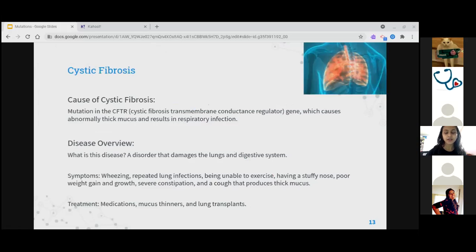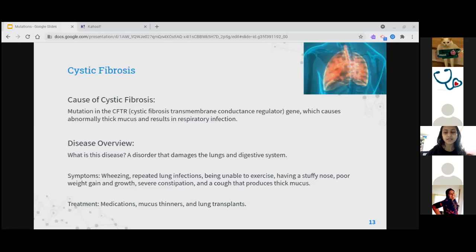Cystic fibrosis is caused by a mutation in the CFTR gene. The CFTR gene stands for the cystic fibrosis transmembrane conductance regulator gene. This gene provides instruction for making a channel that transports chloride ions in and out of cells. The mutation in this gene would disrupt this function, preventing these channels from regulating the flow of chloride ions and water across cell membranes, which would cause thick mucus.